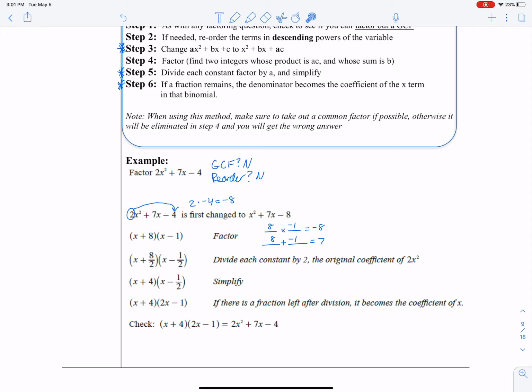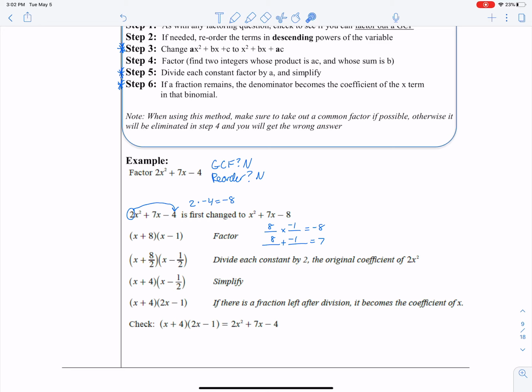Now we see if we can simplify. That's part of step 5, simplify. So 8 divided by 2, we can simplify that to be 4, but we cannot simplify 1 over 2. That just doesn't simplify further. So then we're going to go to step 6.